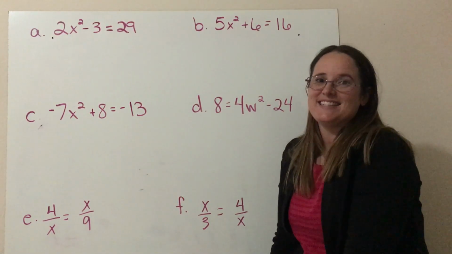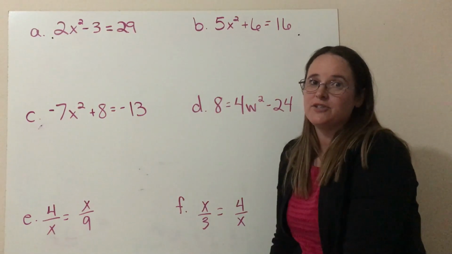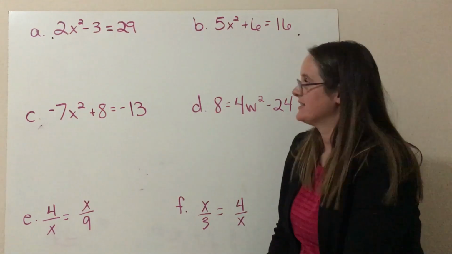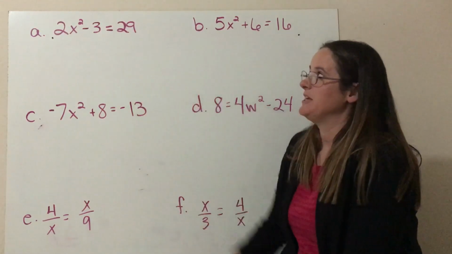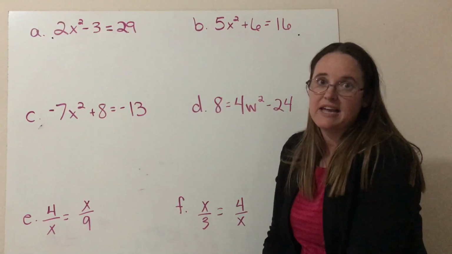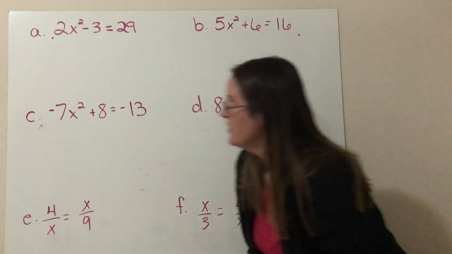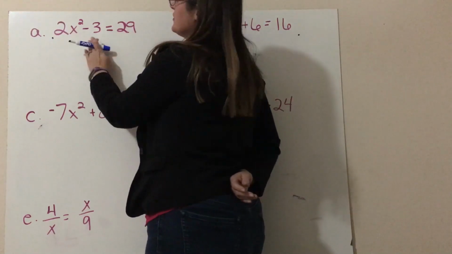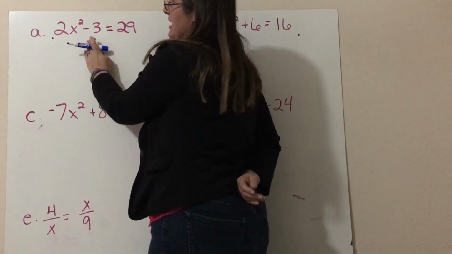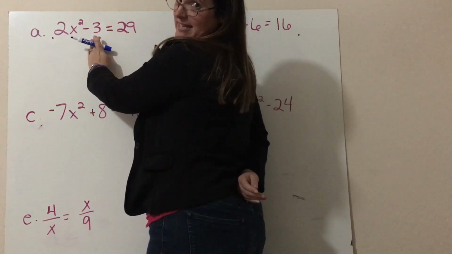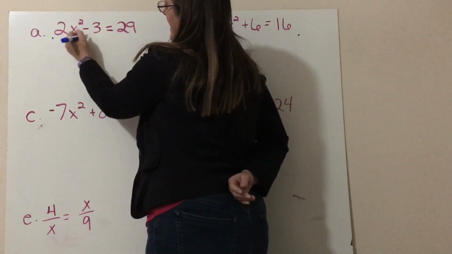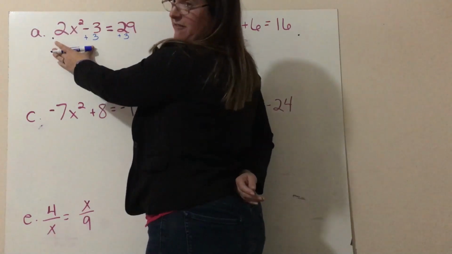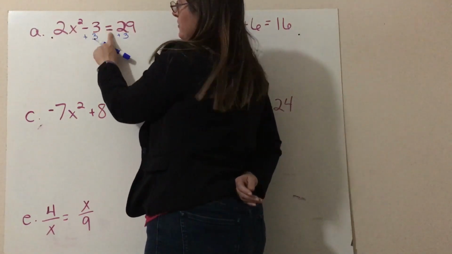Okay, in this second video, we are going to go over how to solve the problems from the lesson practice. So starting with A up here, 2x squared minus 3 equals 29. Well, to start with, we want to get x by itself, so we're going to get rid of the minus 3. In order to cancel out minus 3, we want to add 3. And whatever we do to the left, of course, we need to do to the right in order to keep it equal.